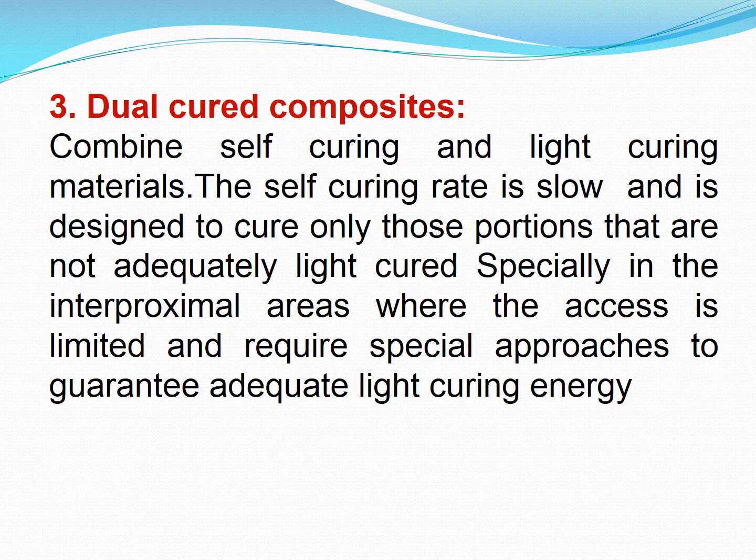Dual-cured composites combine self-curing and light-curing materials. The self-curing rate is slow and is designed to cure only those portions that are not adequately light-cured, especially in the interproximal areas when access is limited, and requires a special approach to guarantee adequate light curing energy.